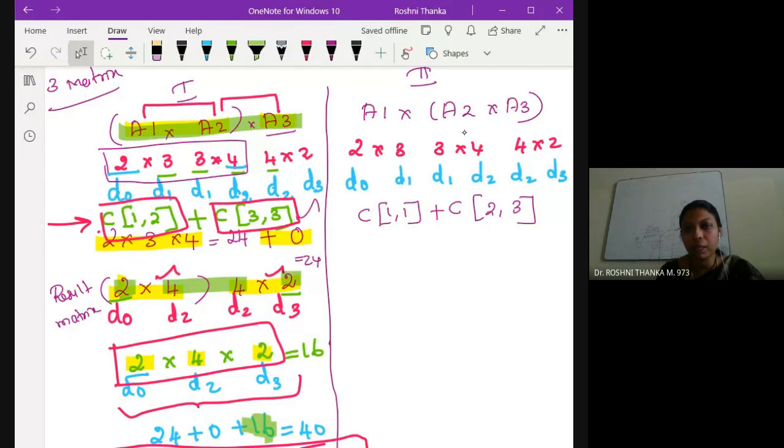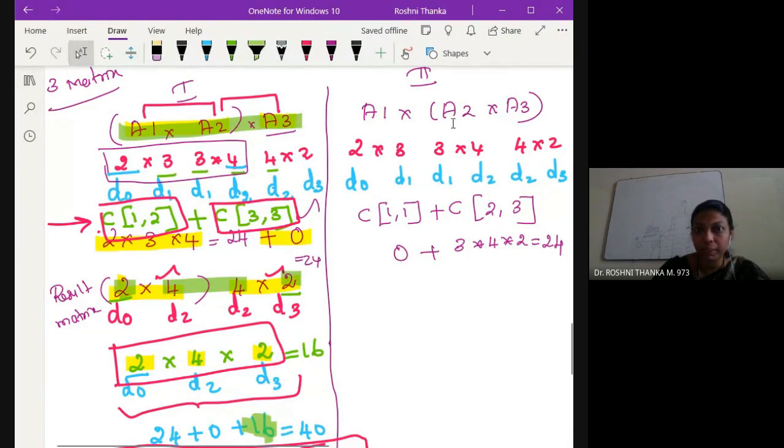So how will I find the cost of 2, 3? It is by 3 into 4 into 2, right? 4 3s are 12, 12 2s are 24, right? And then for multiplying the matrix 1 alone, it is 0. That is done. So first step is over. First we multiplied this, the result we added with A1. So 0 plus this, we got the cost.